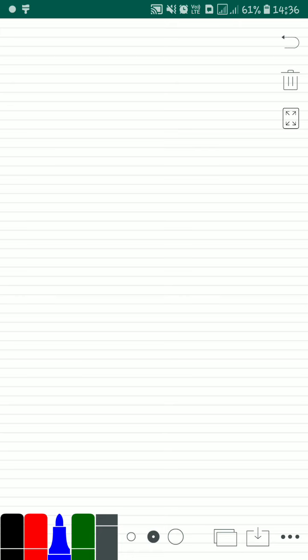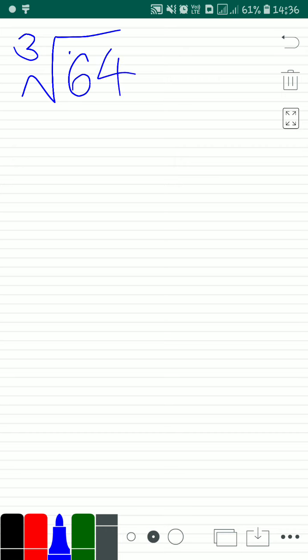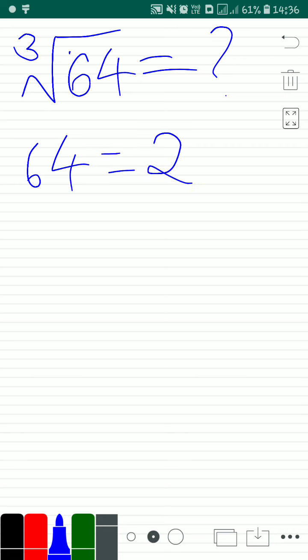Next, how to find the cube root? The question is raised to 3. The number given is 64. So now I have to start splitting 64 by the prime number 2, as it is an even number, so it can be split by 2. So my answer will be 2 into 32.